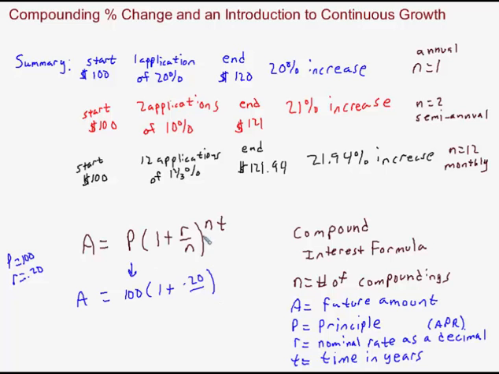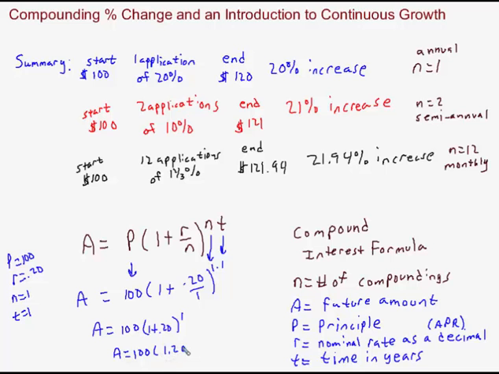My n, occurring in 2 locations in the formula for the first case, was 1. n is the number of applications or compoundings of the interest, so n is 1. And in all these cases, we're letting t be 1 year. So we have 1 compounding times 1 year, so we have 1 application of the 20% interest. So if you simplify this out, 0.20 divided by 1 is 0.20. You'd have 1 plus 0.20. Your exponent would be 1 times 1 or 1. And 1 plus 0.20 is 1.20.